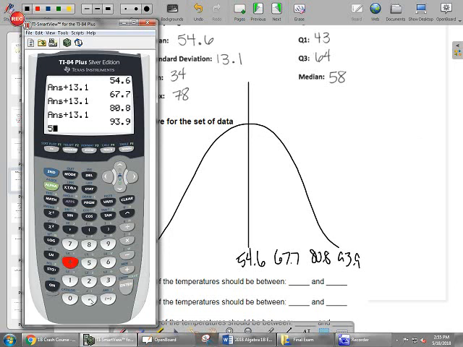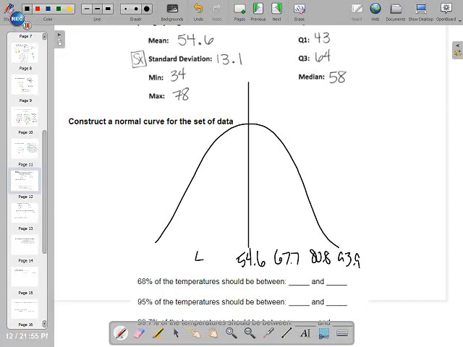But I'm going to do the same thing, 54.6 minus 13.1. And I'm going to do that three times. 41.5, 28.4, and 15.3. So 41.5. The other one was 28.4. And then lastly was 15.3. Again, I can stretch this out a little bit.